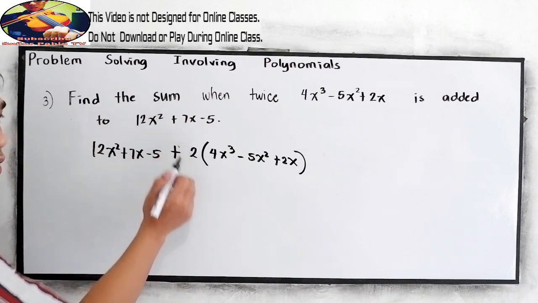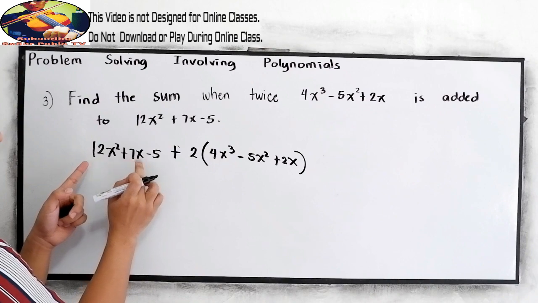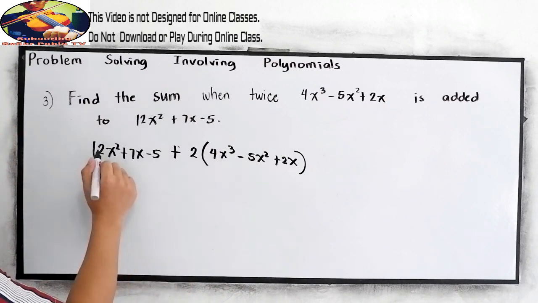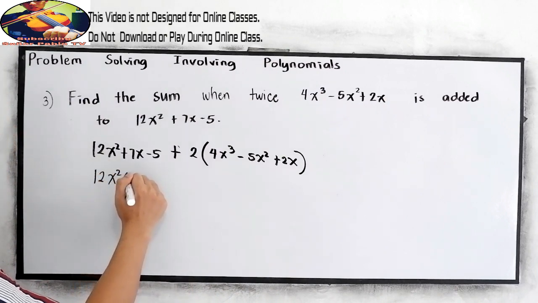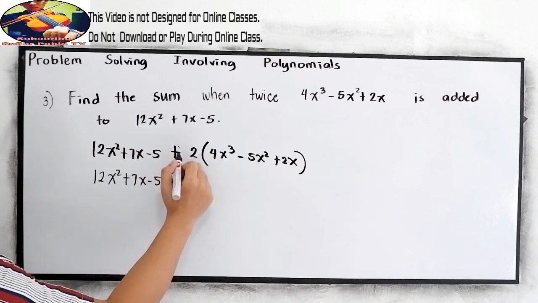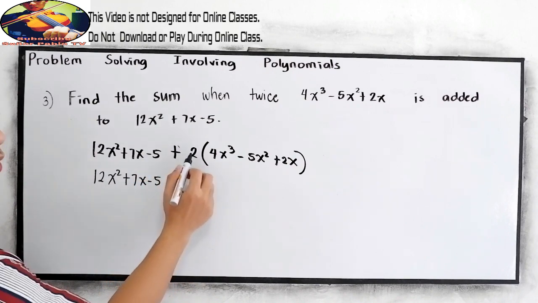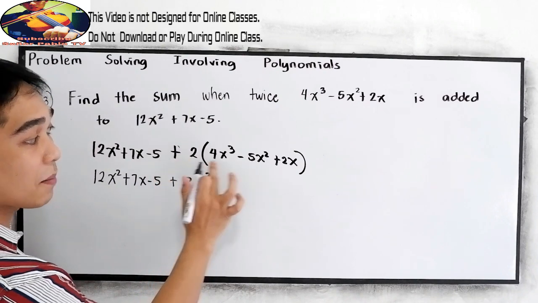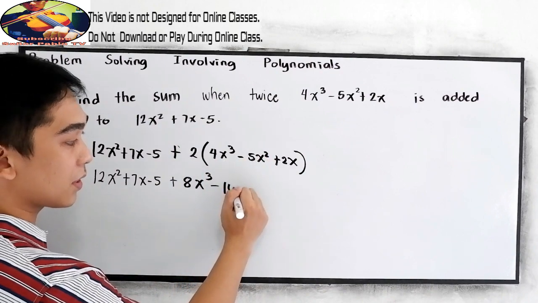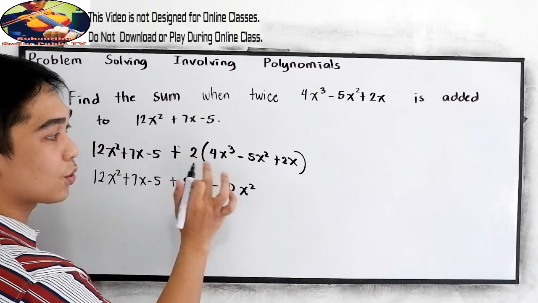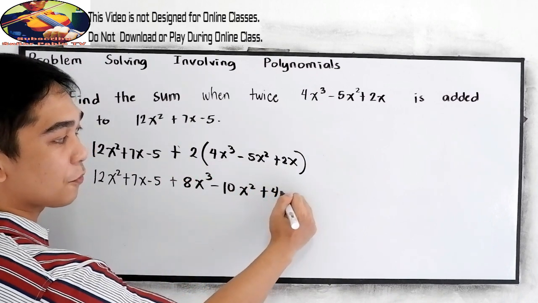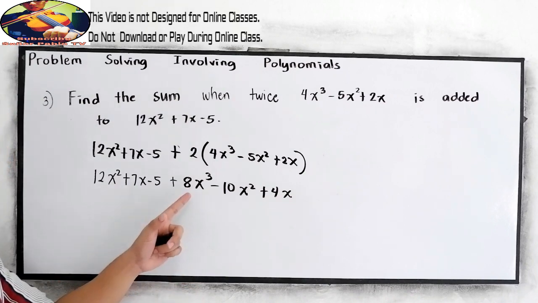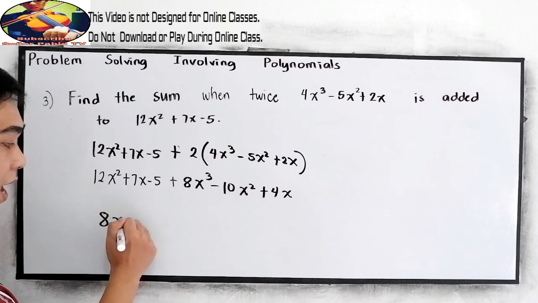Since this is addition, we can also write our 12x squared plus 7x minus 5 on the rightmost part. So copy 12x squared plus 7x minus 5 plus 2 times 4, that is 8x cubed. 2 times negative 5x squared, negative 10x squared. 2 times positive 2x, positive 4x. Now combine like terms. We have cube, so just copy 8x cubed.